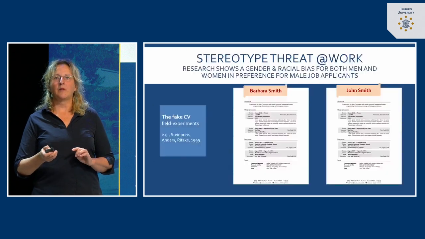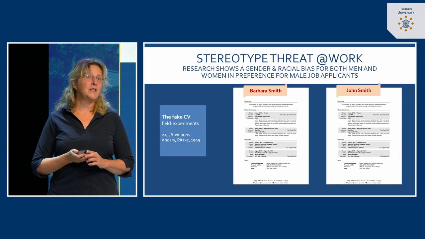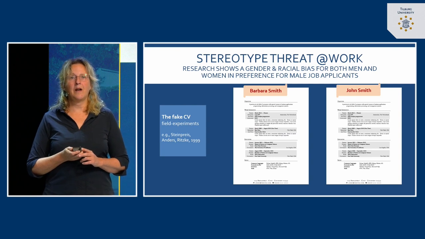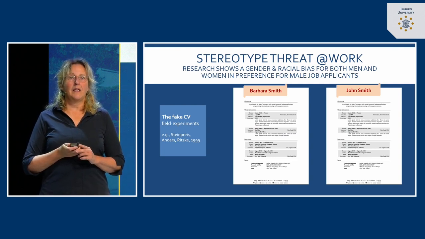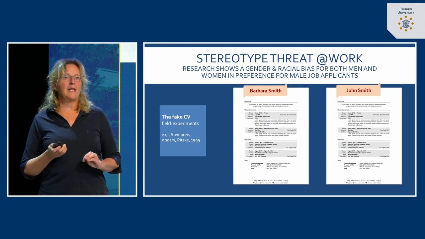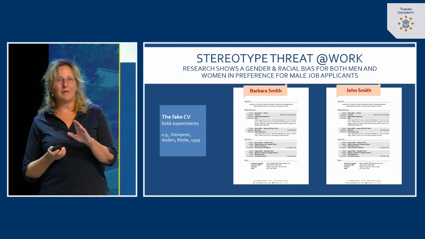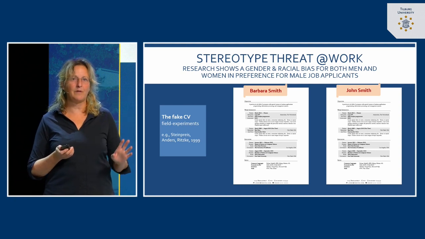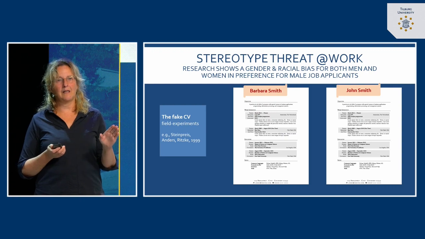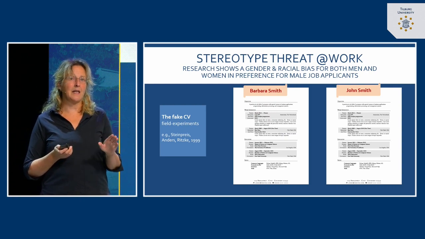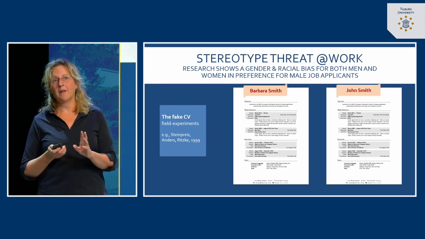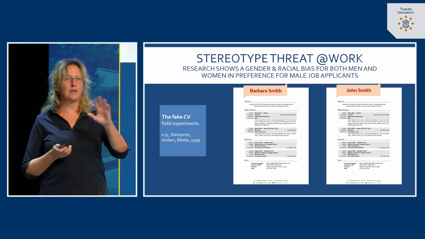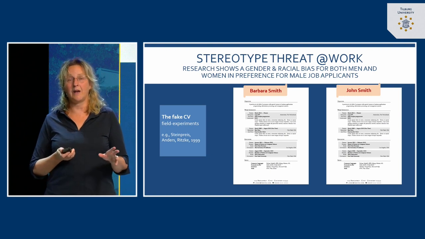There's a famous experiment that is called the fake CV experiment. Research shows that there are gender and racial biases for both men and women in the preference for job applicants, just based on the name of the applicant. So the fake CV experiment uses exactly the same CV. These people have the same job experience, they apply for the same job, they have no difference whatsoever. And the only thing they do in the CV is change the name. So in this case, you see John and Barbara, but you could also use a foreign name. You could also maybe change the age in the CV. So there are many different ways in which you can design an experiment.